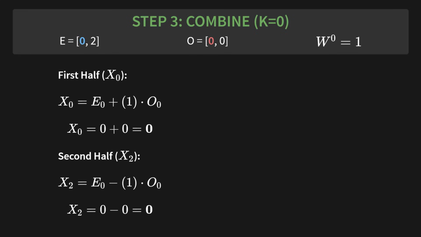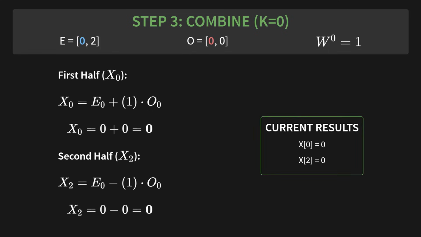For the second half, x sub 2, we use the minus formula. X sub 2 equals E sub 0 minus 1 times O sub 0. That's 0 minus 0, which is also 0. Look at that. We just got two results, x sub 0 and x sub 2, from one set of calculations. Let's keep going.